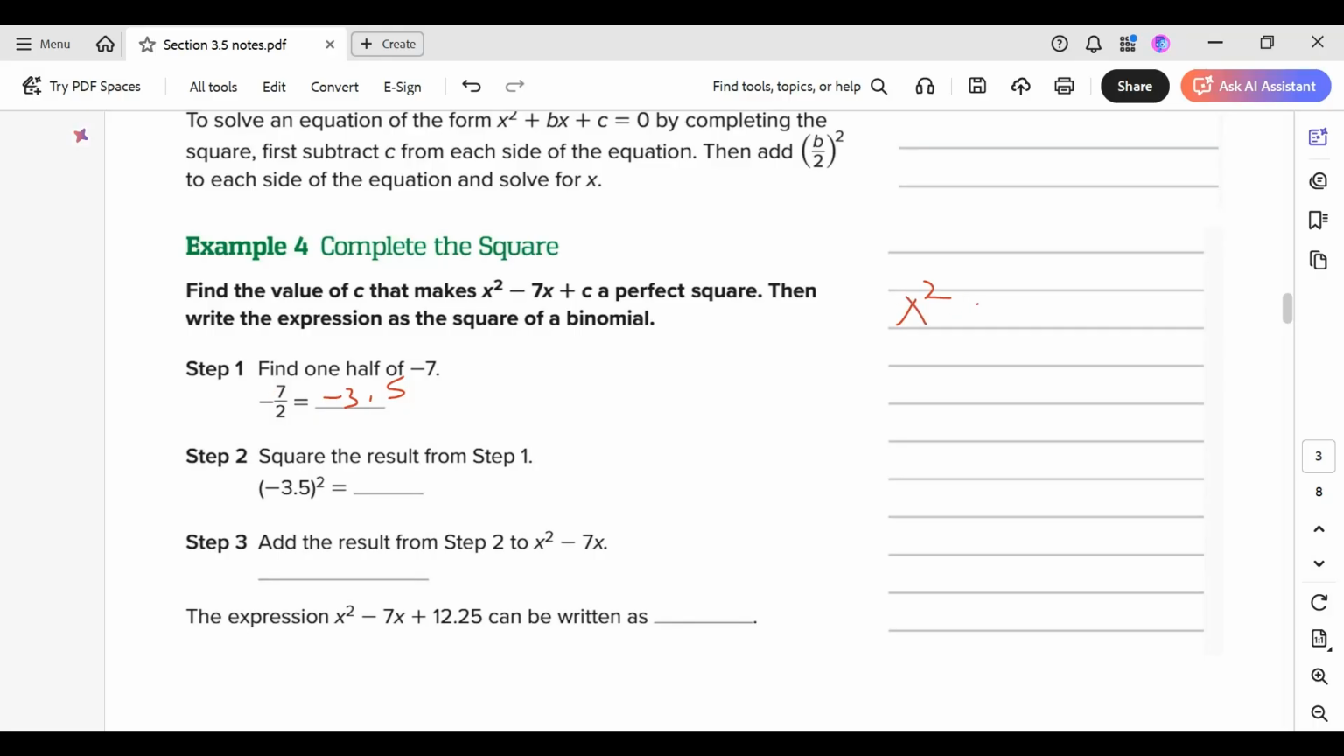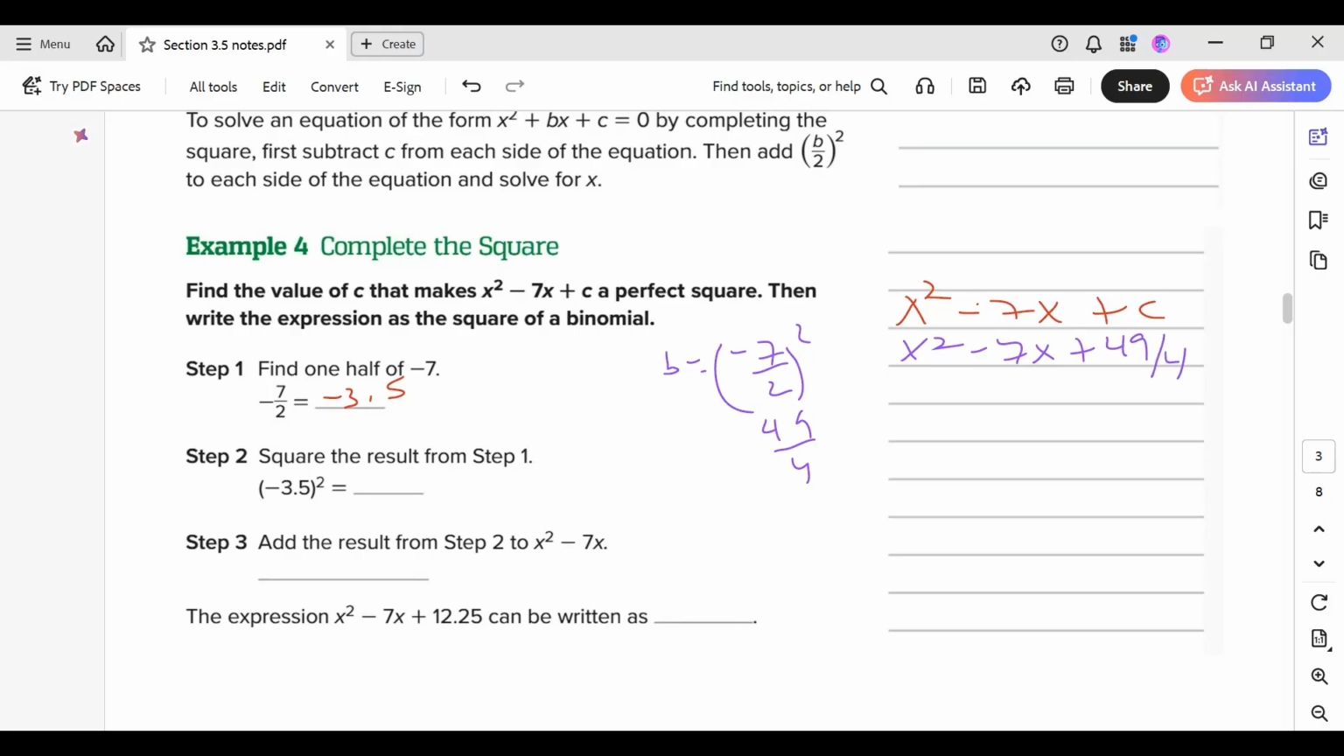So we have x squared minus 7x plus a c. We then divide, again, we're taking that b term. The b value is -7. You divide by 2, and then you square it to become the c. So that's 49 over 4. So I have x squared minus 7x plus 49 divided by 4.